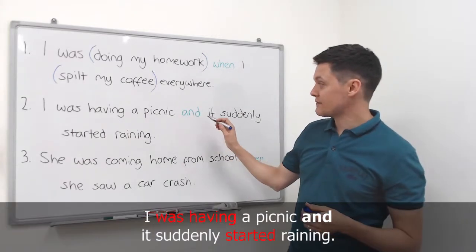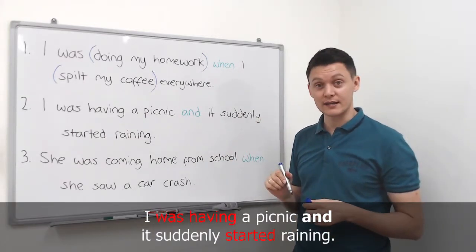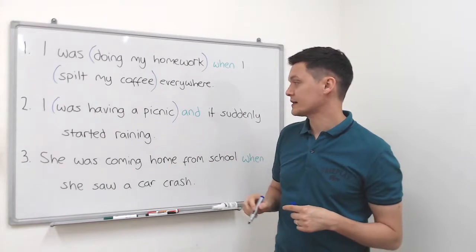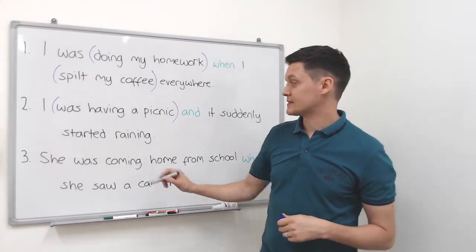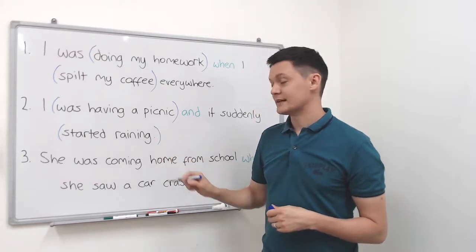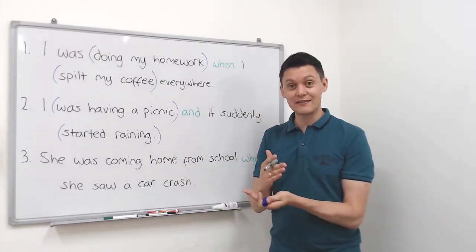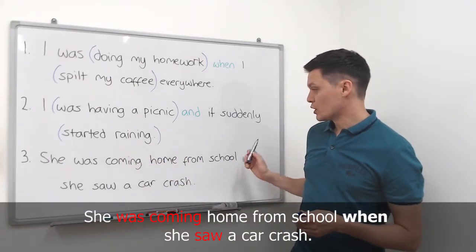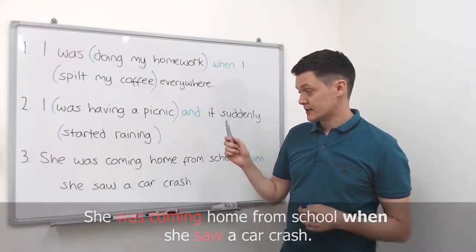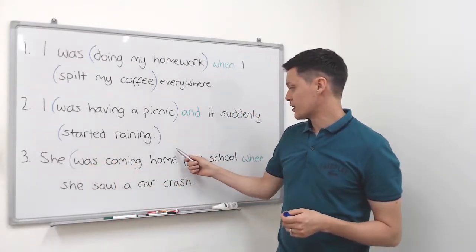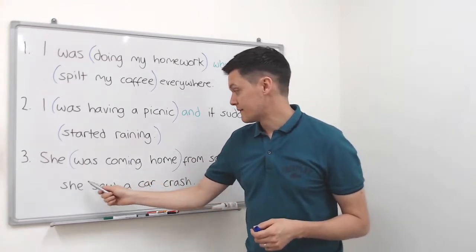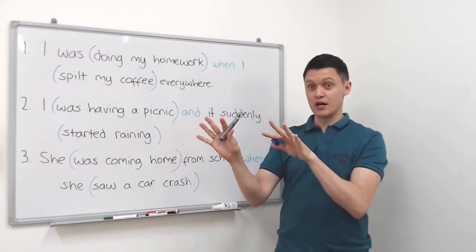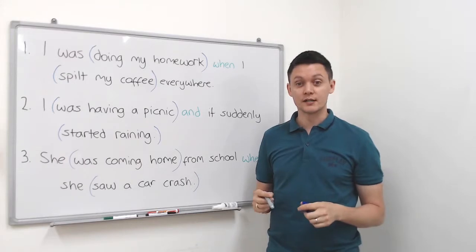Number two, I was having a picnic and it suddenly started raining. Again, we have here, I was having a picnic, that's on purpose, and then started raining is totally unexpected and interrupted having a picnic. Finally, she was coming home from school when she saw a car crash. Again, was coming home is on purpose, and then she saw a car crash. It's unexpected. She didn't see the car crash on purpose. It just suddenly happened in front of her.